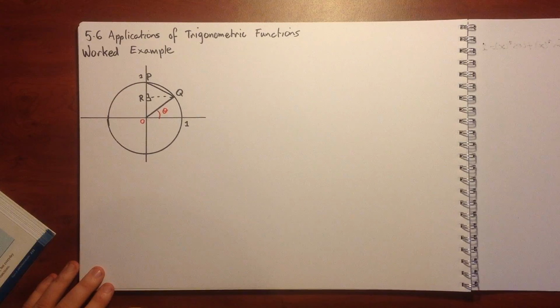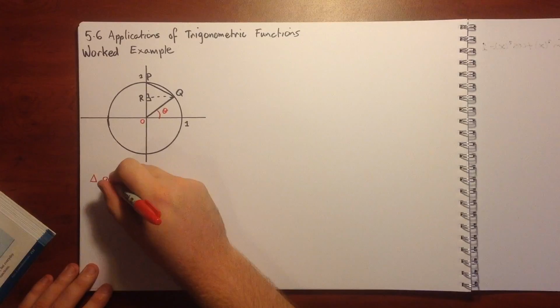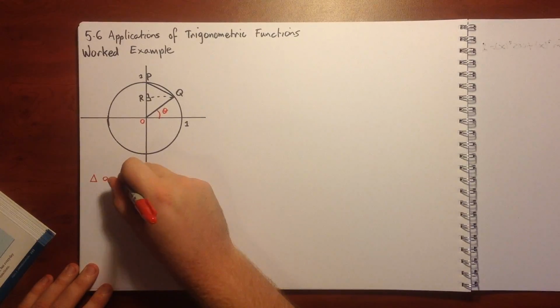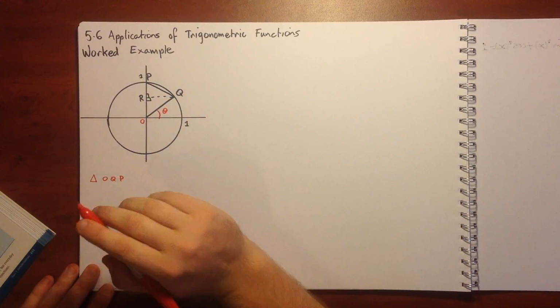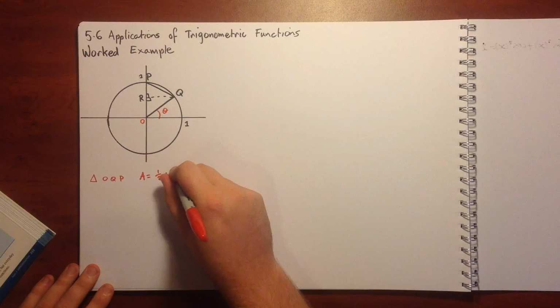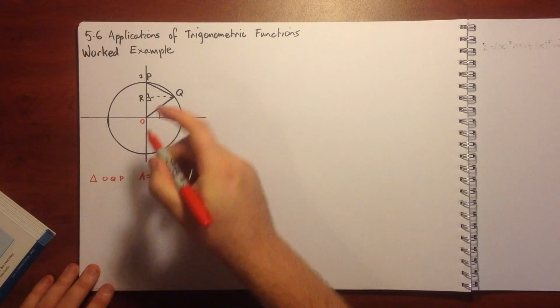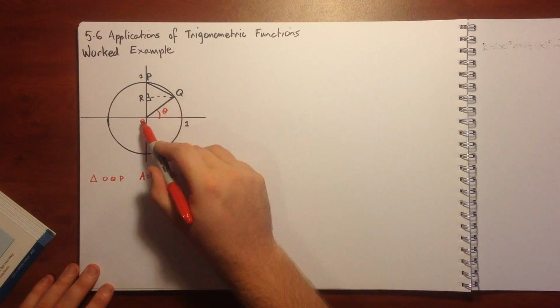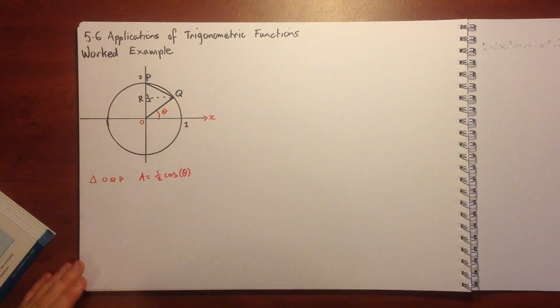We need to show that the triangle OQP, so this big triangle, has an area A equals a half cos theta, where our angle in here, QO and our x-axis, is theta, and it's measured in radians. Then we'll get to part B in a second.